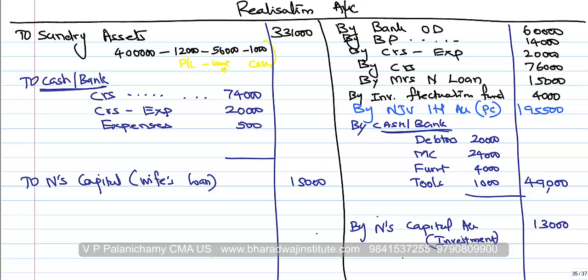Once again, I repeat. For any asset realized by the firm, by cash or bank. Anything taken over by the partner, by partner's capital account. Anything paid by the partner, to partner's capital account. Paid by the firm, it will come as what? To cash or bank. Realization account debit to cash or bank.